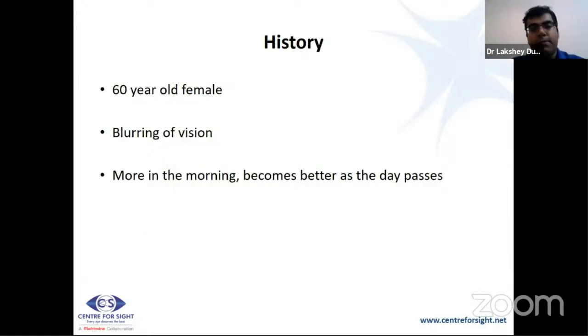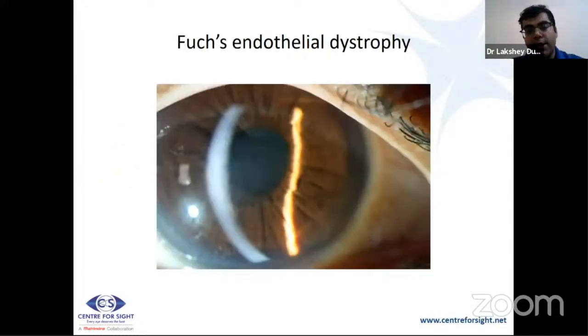A 60-year-old female complaining of blurring of vision, which is more in the morning but becomes better as the day passes. It suggests Fuchs endothelial dystrophy. In this image, you can see excrescences or guttae in the endothelium, and in the corneal slit, you can see the thickness is increased.